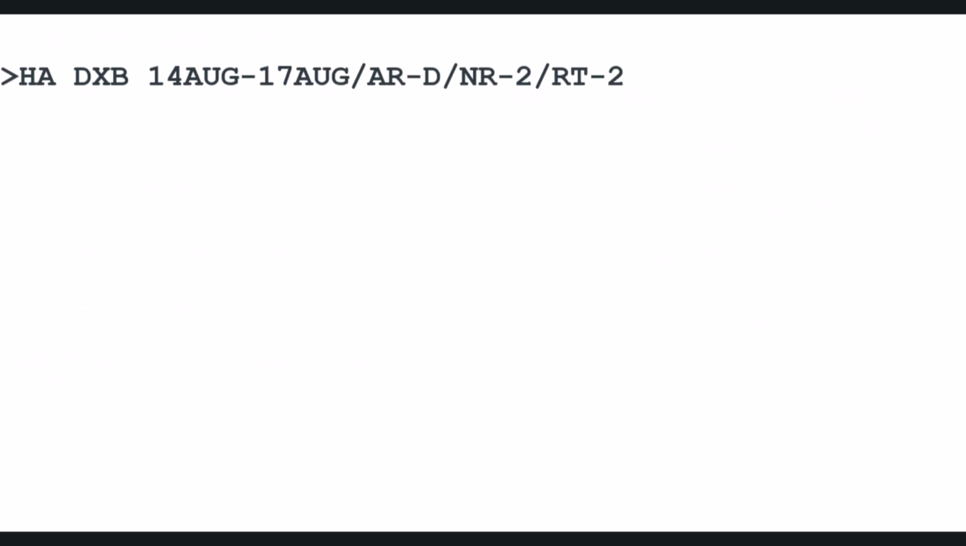To combine options, use the HAE transaction, followed by the three-letter code DXB for Dubai. August 14th as the check-in date, a hyphen, August 17th as the checkout date. A slash AAR to identify the area, a dash, and then the letter D to identify downtown.